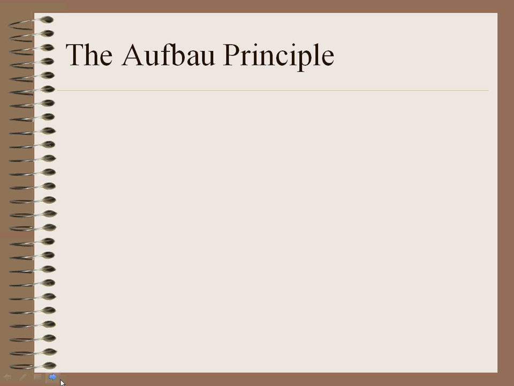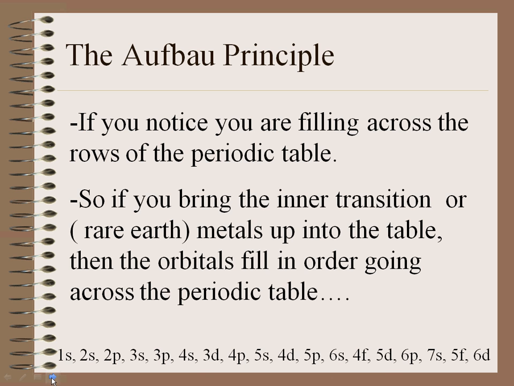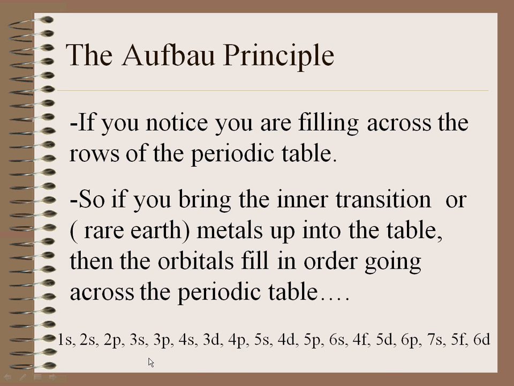If you notice, you are filling across the rows of the periodic table. All right. So if you bring the inner transition or rare earth metals back up into the table, then the orbitals fill in order going across the periodic table. That makes a lot of sense. So here's your order. Would you stop and write this down? I know there's no place in your notes for it, but do it.